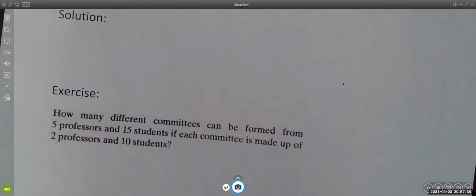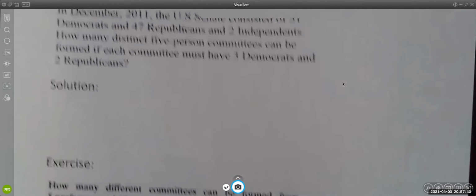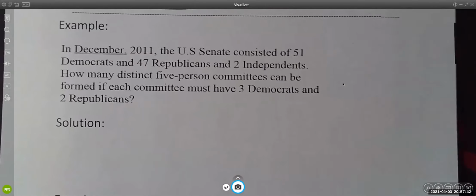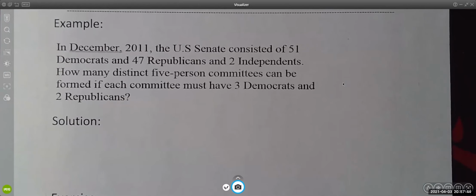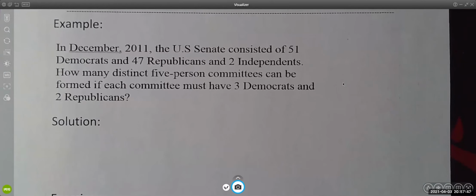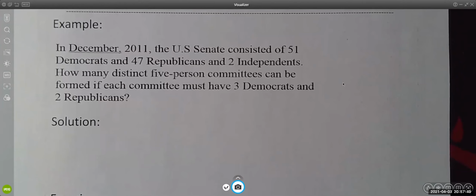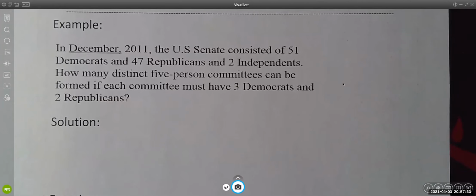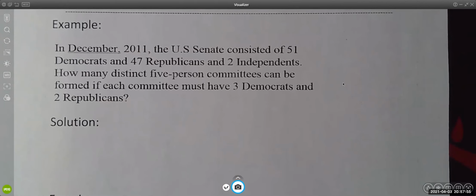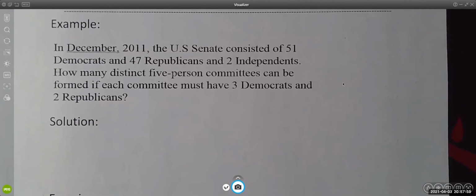Okay, we just have a few more, 3 more actually. The first one is kind of similar to one of your homework questions. In December 2011, the US Senate consisted of 51 Democrats, 47 Republicans, and 2 independents. How many distinct 5-person committees can be formed if each committee must have 3 Democrats and 2 Republicans?